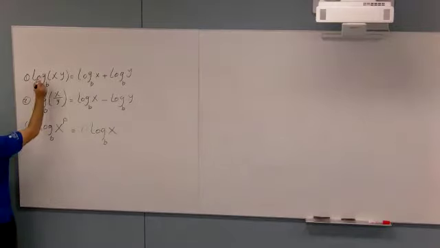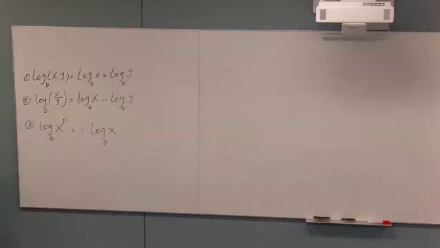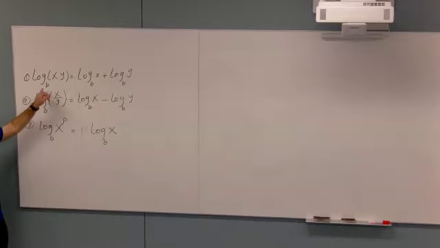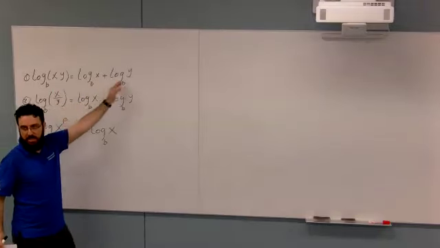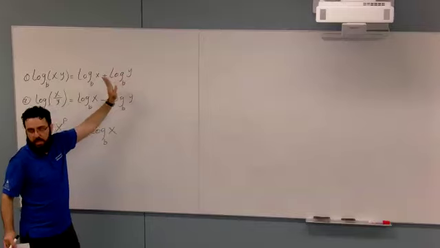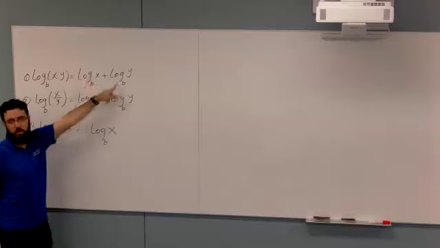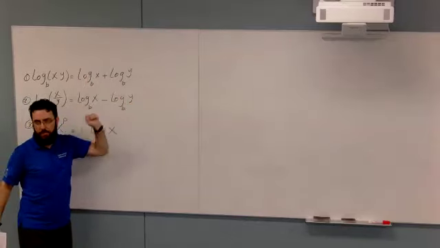When I have log to the base x times y, two numbers, two functions, I'm not gonna care. Log to the same base of x times y is going to be log of the first part plus log of the second part. Not that hard. Multiplication is going to be addition between two logs. The first log for x, the second log for y.